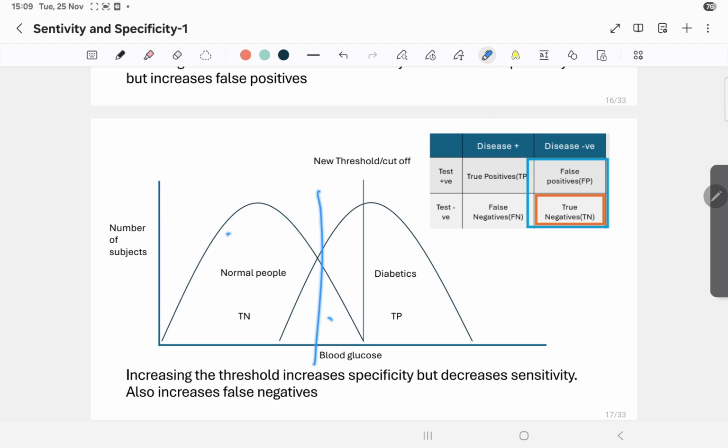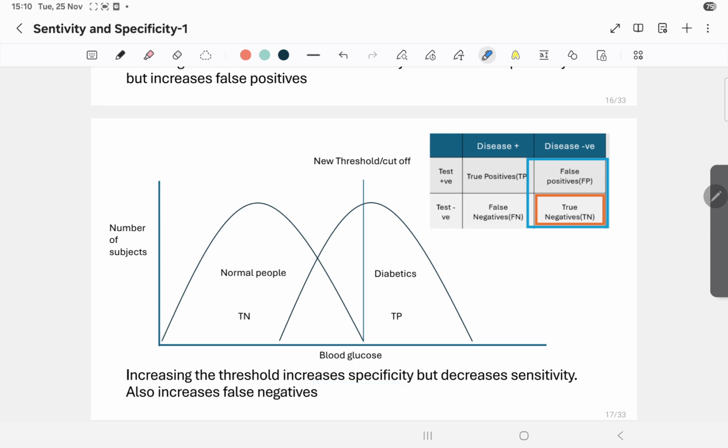Previously, I was able to catch only this much of true negatives. So increasing the threshold, increase in specificity, and decrease in sensitivity. It also increases false negatives, this part. Clear? Because see, here my test is negative, and these people actually have diabetes. So these are actually not negatives. So these are false negatives. So increasing the threshold increases the false negatives, but increases the specificity.